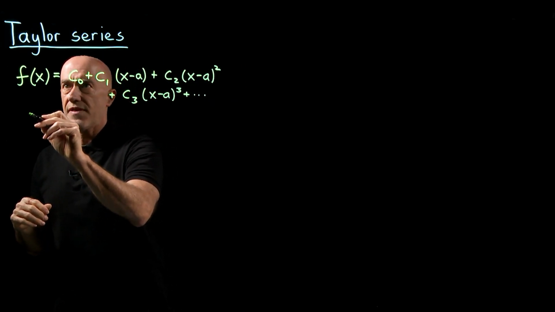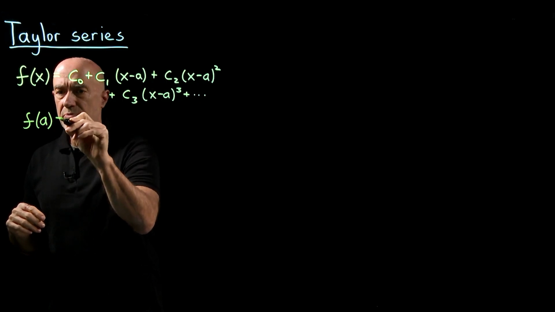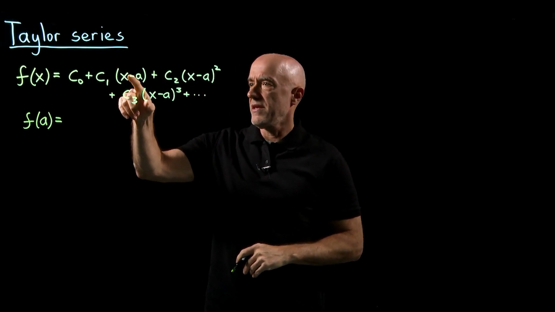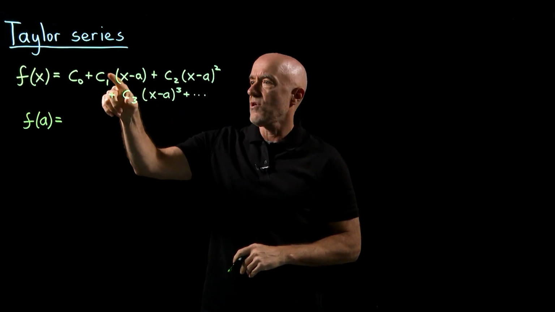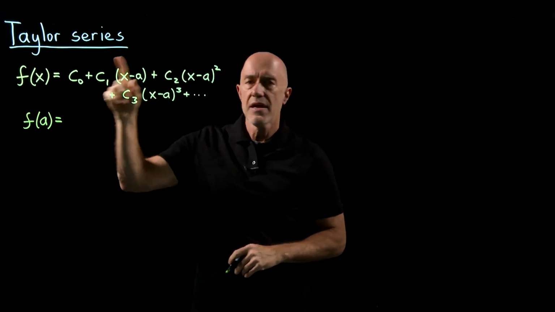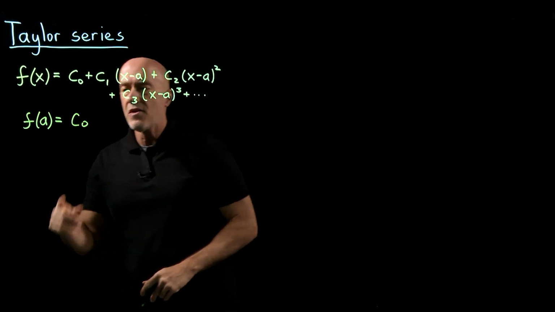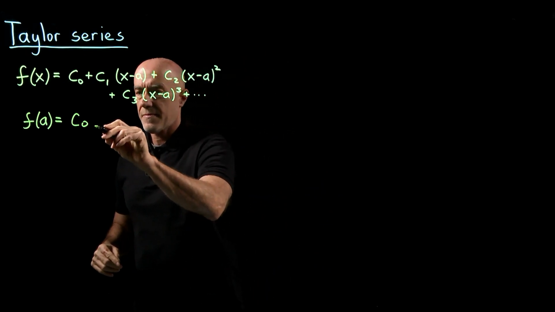If we start with f of a, and we plug x equals a into the power series, the x minus a will be 0, x minus a squared is 0. So all of these terms are 0, and the only non-zero term is C0. So now we've determined C0 is equal to f of a.